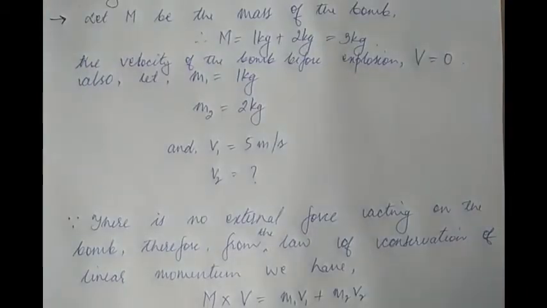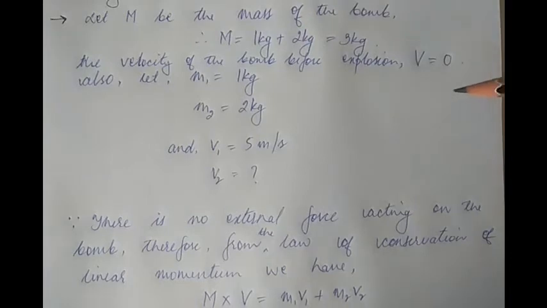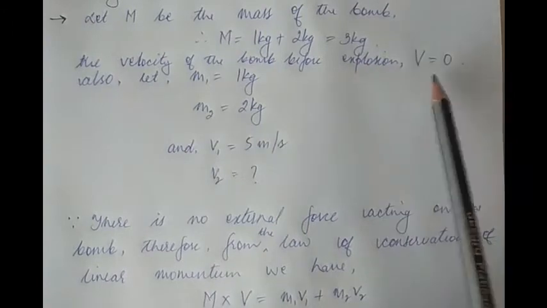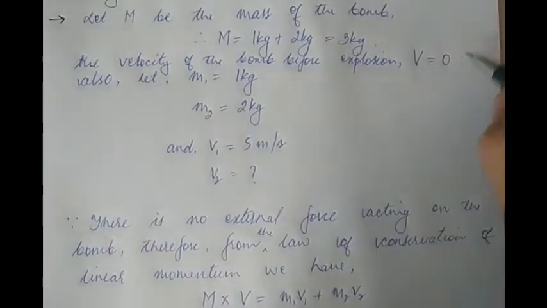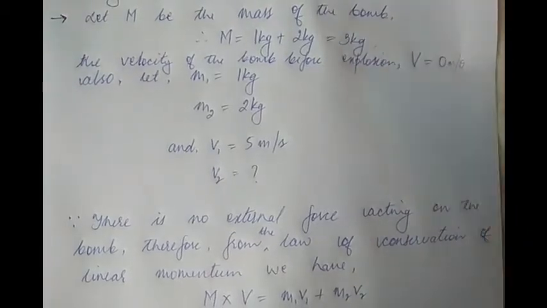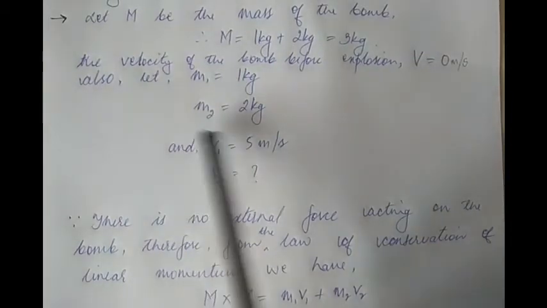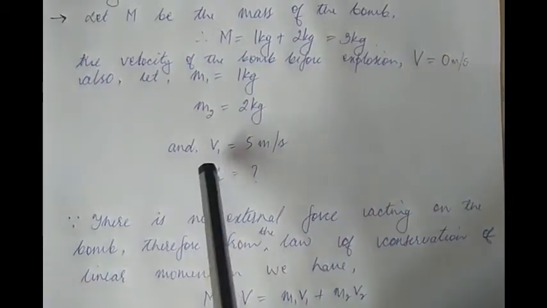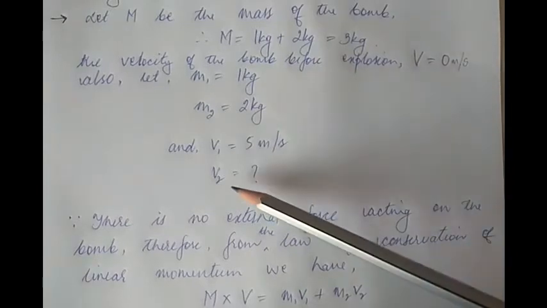So let us assume that capital M is the mass of the bomb before explosion of course. Therefore capital M is 1 kg plus 2 kg, which is 3 kilograms. Also let us assume that the velocity of the bomb before explosion is given by capital V, which of course is equal to 0 meters per second. Also let M1 is 1 kg, M2 is 2 kilograms, and the velocity of the mass of 1 kg, which we are calling V1, is 5 meters per second. We need to find the velocity of the mass of 2 kilograms, which is V2.